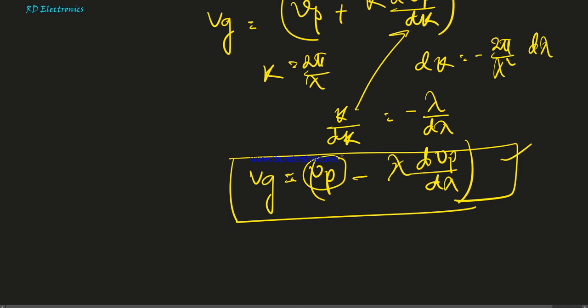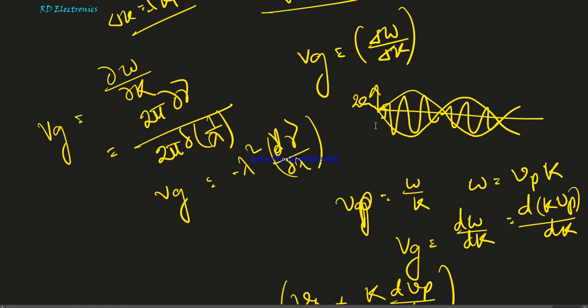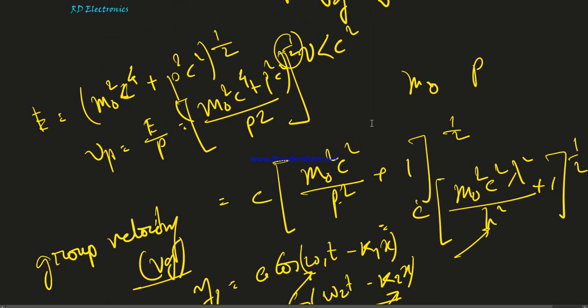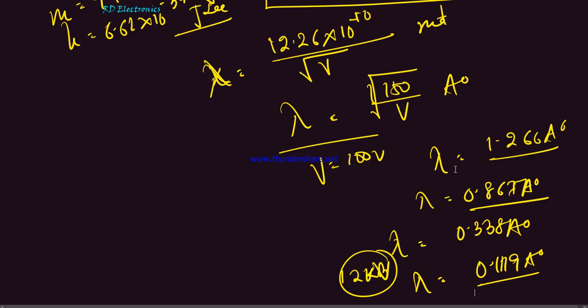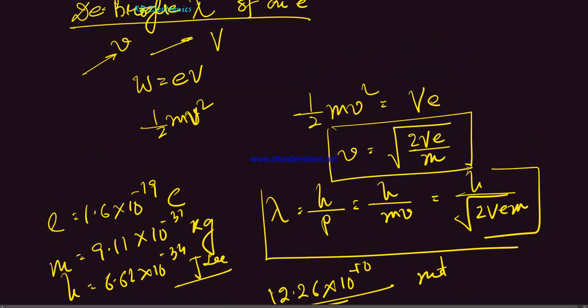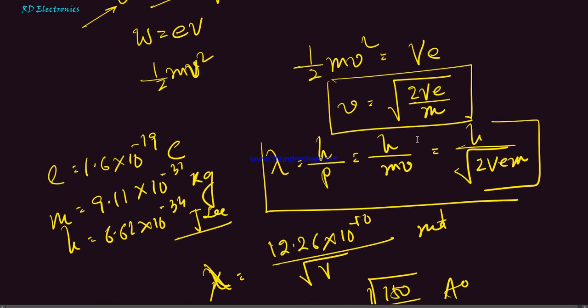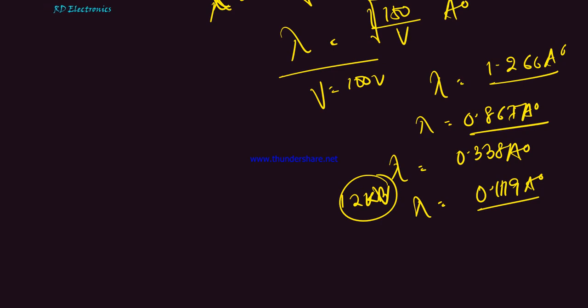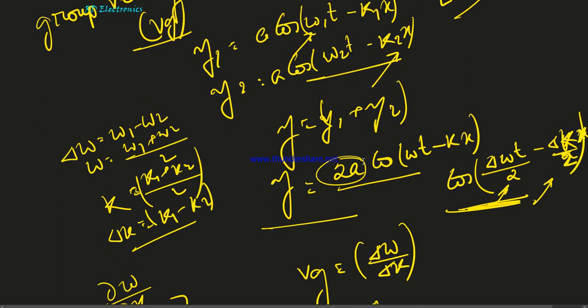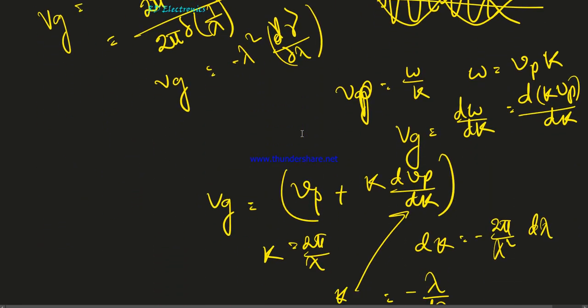This is the concept of group velocity in the wave properties of a particle. So this is the concept of first phase velocity and then group velocity. In the first slide we discussed the de Broglie wavelength of an electron and different mathematical equations, and then we discussed the concept of phase velocity and group velocity.